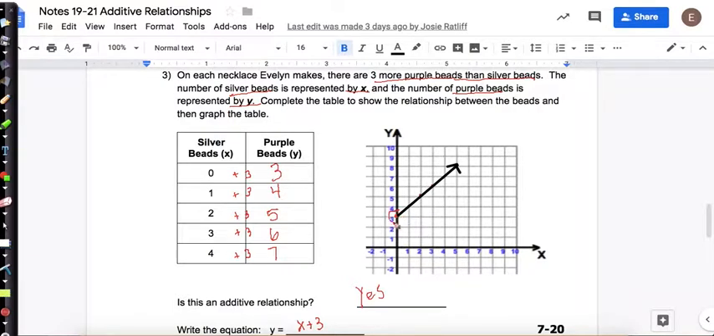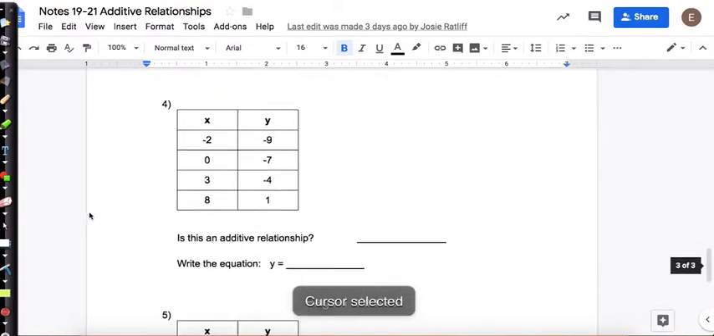Okay, circle the y-intercept. So here's a couple different ways you can look at it. We went up 1 over 1, up 1 over 1, up 1 over 1. So the slope is 1 over 1, which means the slope is 1. And when the slope is 1, we don't have to write it in front of the x. So we're asking ourselves, what are we doing to the x to get to the y? So add 3, add 3, add 3, add 3. So there's many different ways that we can come up with that equation when it's an additive relationship, when the slope is 1.